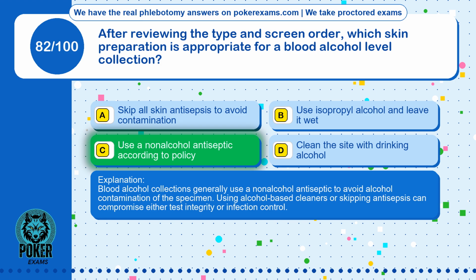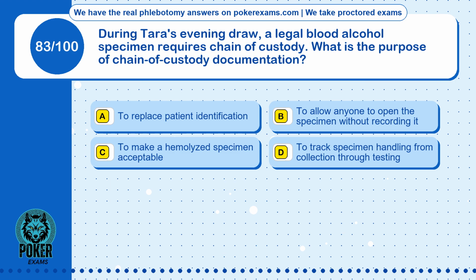Question 83. During Tara's evening draw, a legal blood alcohol specimen requires chain of custody. What is the purpose of chain of custody documentation? Option A. To replace patient identification. Option B. To allow anyone to open the specimen without recording it. Option C. To make a hemolyzed specimen acceptable. Option D. To track specimen handling from collection through testing.